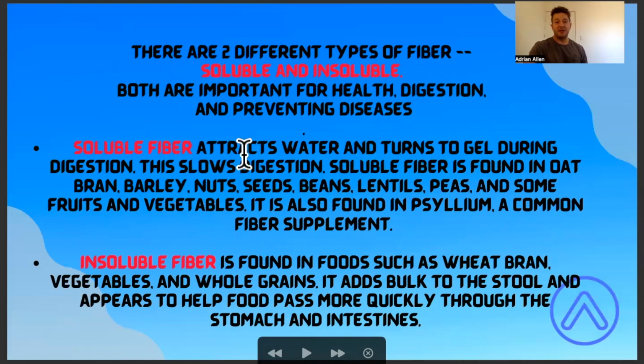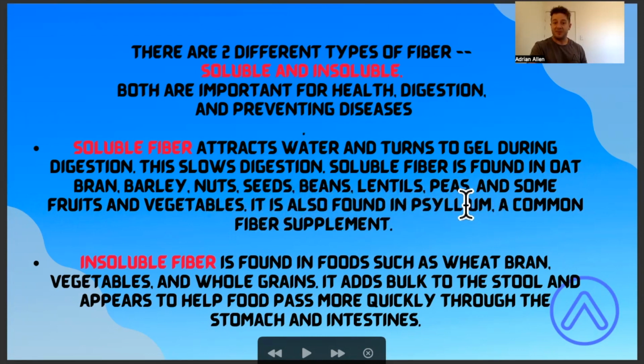Now, soluble fiber, like I said, it attracts water. Soluble attracts water and turns to gel during digestion. This slows down digestion. So again, it's good to have fiber in your diet when you eat certain carbs so that, you know, it binds to it and then it pushes it through. It slows down digestion. Soluble fiber is found in oats, barley, nuts, seeds, beans, lentils, peas, and some fruits and veg.